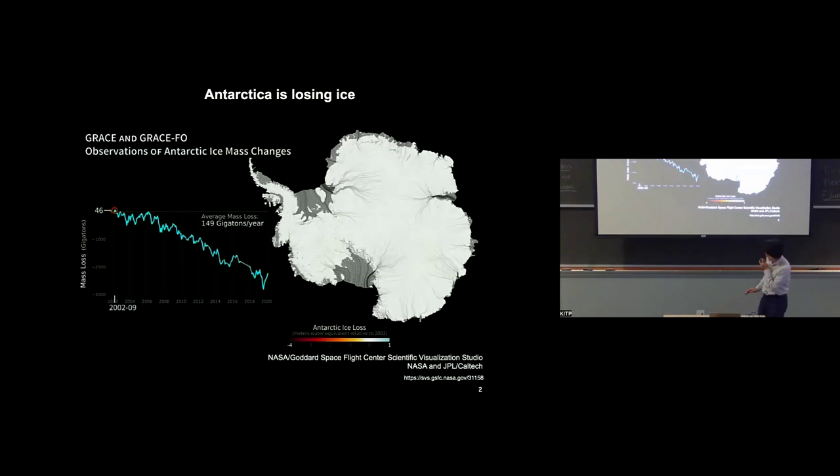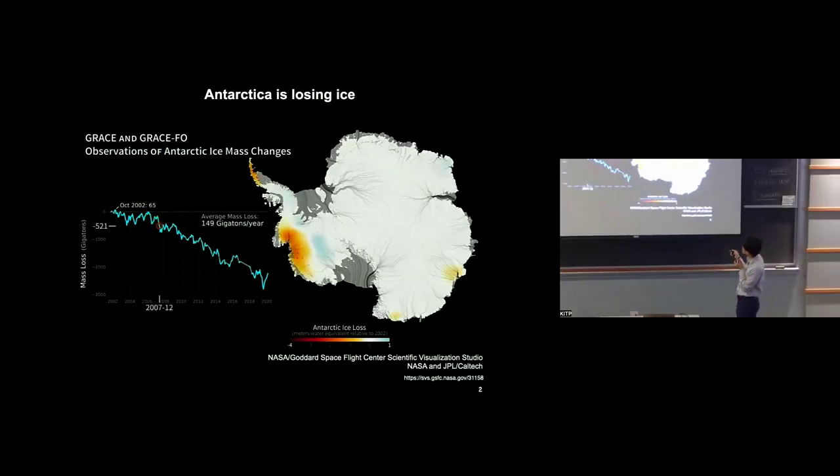So anyway, I'll go quickly, but Antarctica is losing ice, right? As you know, we see some hotspots. It's not losing ice everywhere equally, but there are some hotspots. Amundsen Sea is one of them. This is Totten. These are the two different regions that we are focusing on in this talk today.